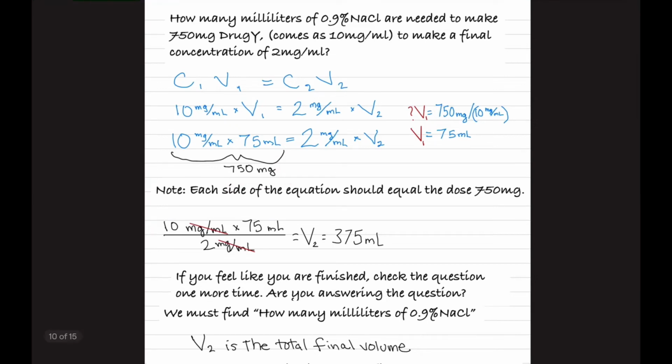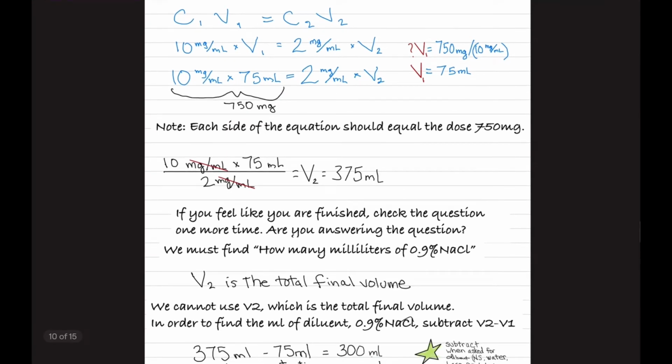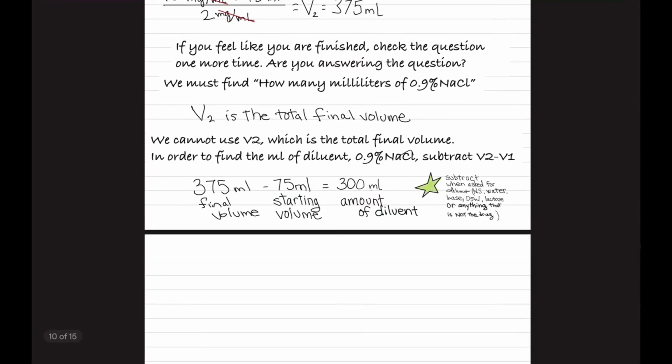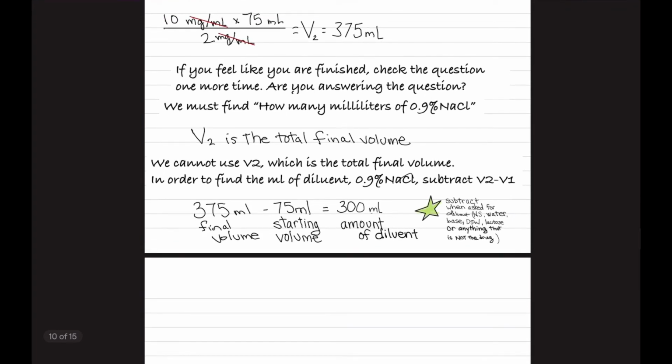So we finish our algebra and just divide by 2 on both sides. We can cross out some units here. We're left with milliliters on top for V2, which is the final volume. That leaves us with 375 milliliters as the final volume.